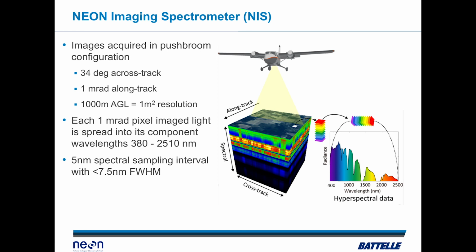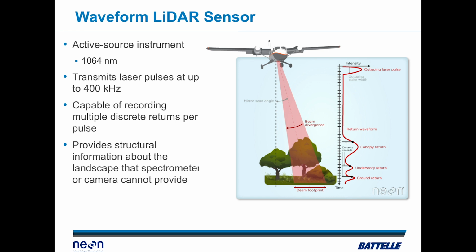and we have information collected across a wide range of the electromagnetic spectrum with very high spectral resolution, which means we're dividing that range into very narrow bands. And you're going to see a little bit more of this in a couple slides. And then also the waveform LiDAR sensor. This is the active sensor that generates its own laser pulse and measures reflections of that laser pulse off of objects on the ground to give us good three-dimensional structural information of objects on the landscape.